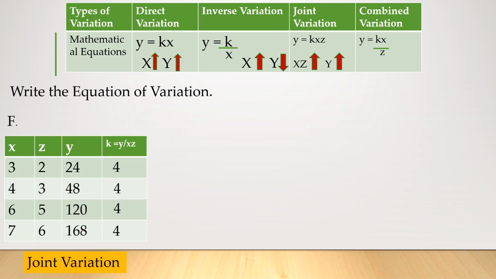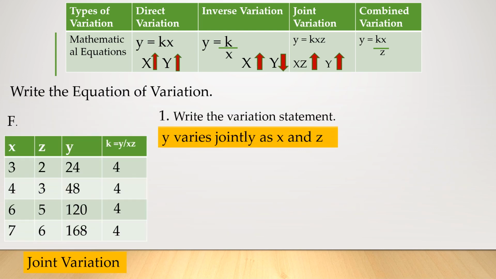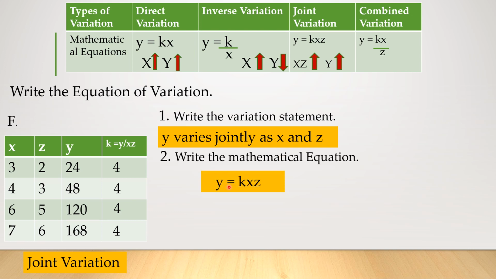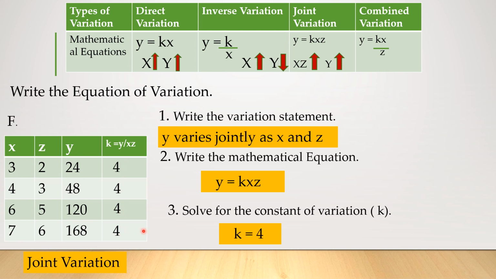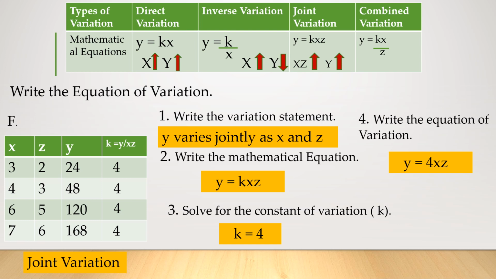For F, that is joint variation. So write the variation statement: y varies jointly as x and z. Next, write the mathematical equation. That is y is equal to k times x times z. And solve for the constant of variation k. We already have the value of k, which is 4. So k is equal to 4. And write the equation of variation. Simply replace this k with the value of k, which is 4. So y is equal to 4xz.